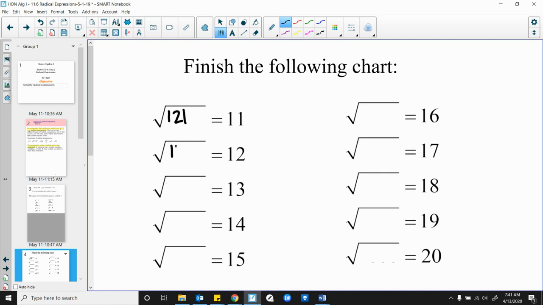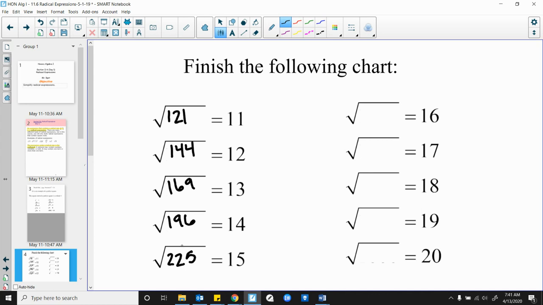This would be the square root of 144. 13 would be the square root of 169. 14 would be the square root of 196. 15 would be the square root of 225. I'm sorry, 15 would be 225.